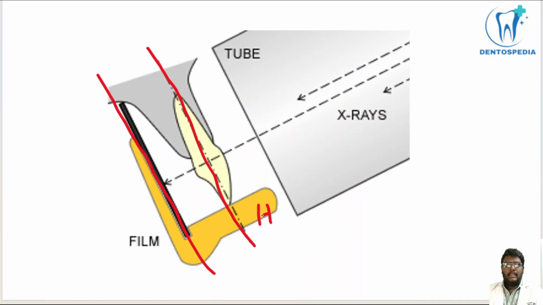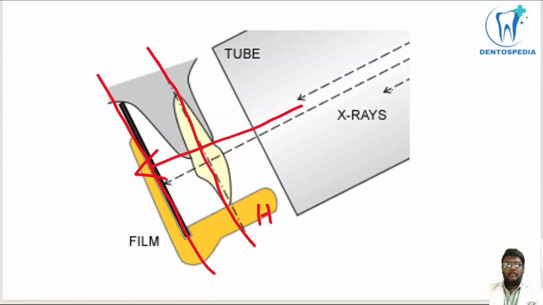Okay, and we are projecting the X-rays in such a way that they are perpendicular to both the long axis of the tooth and the long axis of the film. So this is called the concept of parallelism. Here, the tooth and the film are placed parallel to each other.